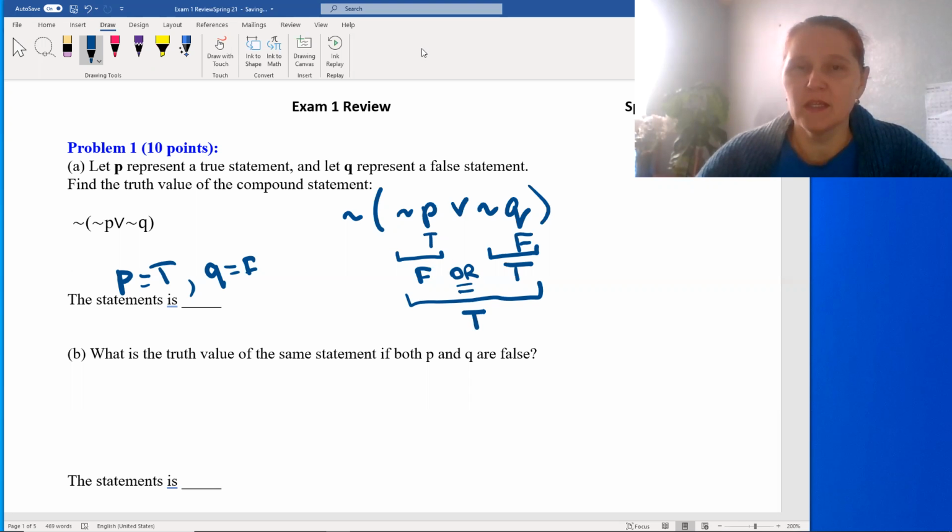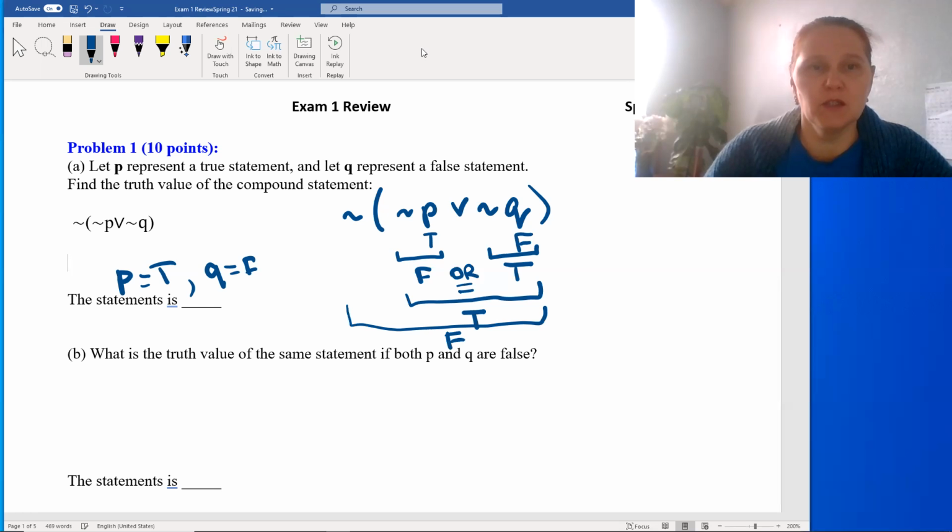So this is the truth value inside the parentheses, and outside the parentheses we have a negation sign. So negation of true will be false. So the answer is false. It doesn't matter which letters you use, uppercase or lowercase, just write true or false.